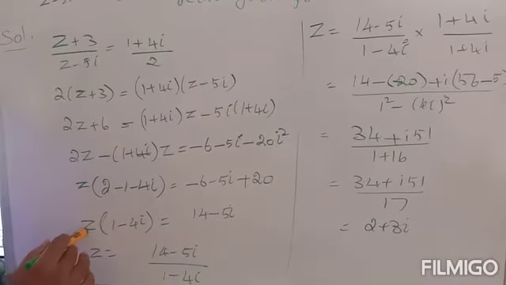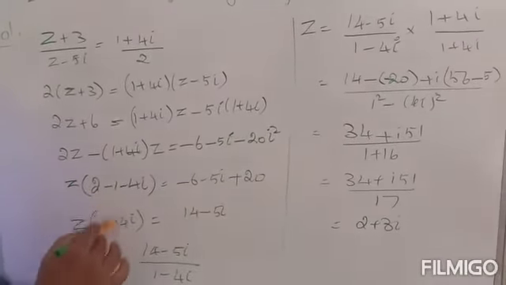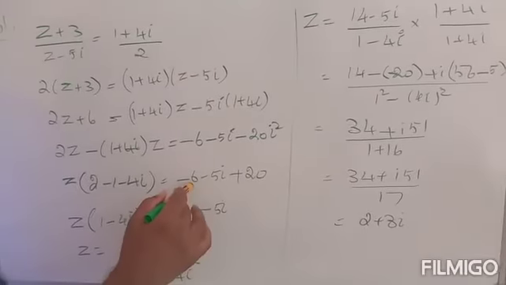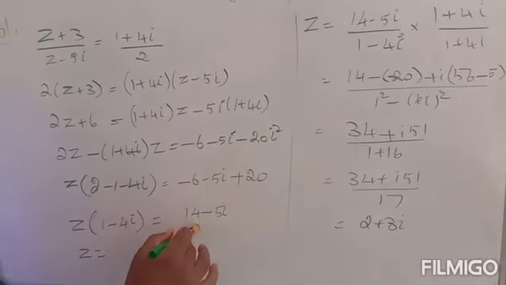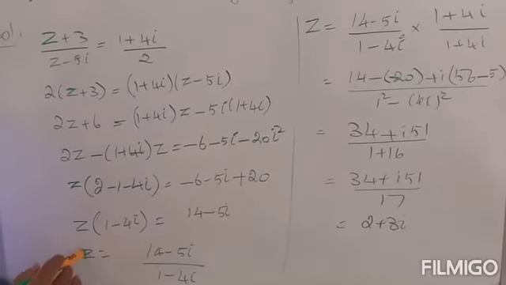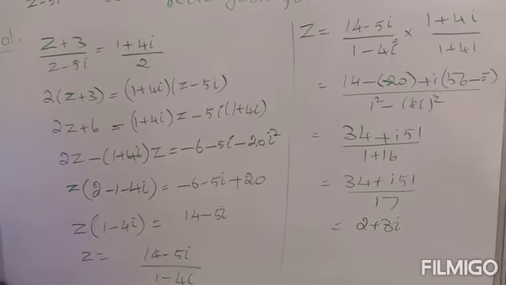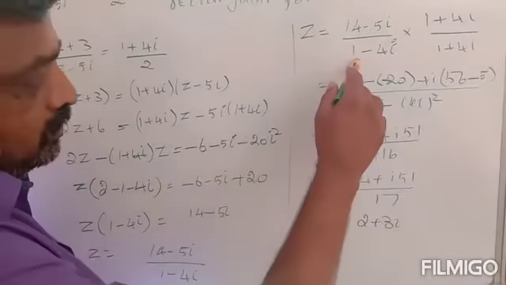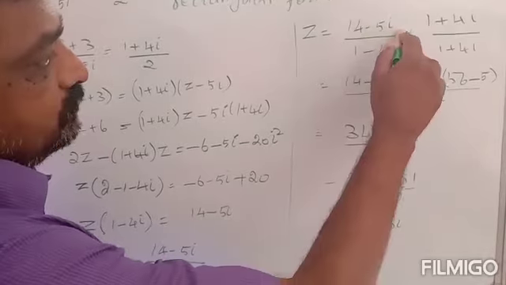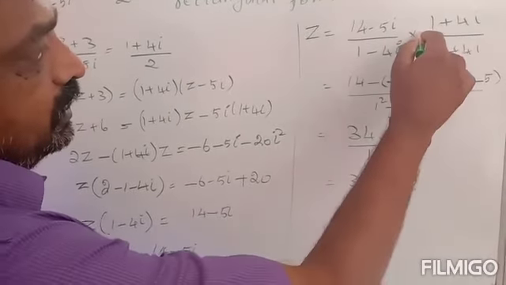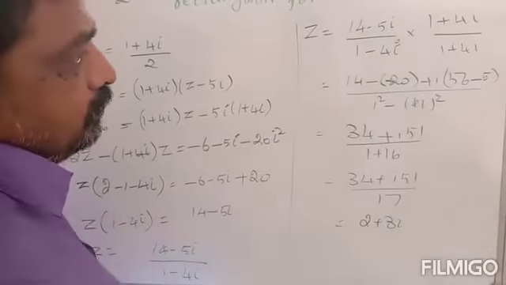Okay, now z into 2 minus 1, that is 1 minus 4i, equal to minus 6 plus 20, that is 14 minus 5i. But now z is equal to 14 minus 5i by 1 minus 4i. So we can use the conjugate multiplication of the denominator: 14 minus 5i divided by 1 minus 4i into 1 plus 4i divided by 1 plus 4i.